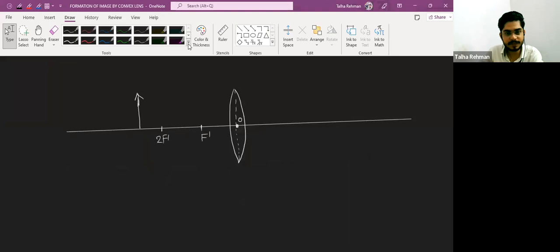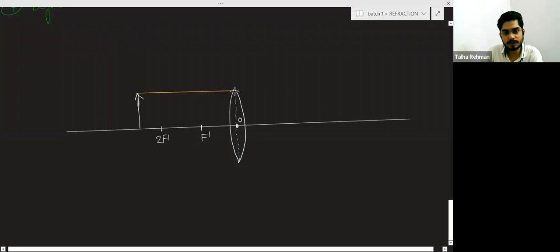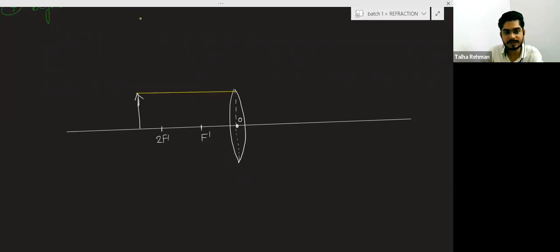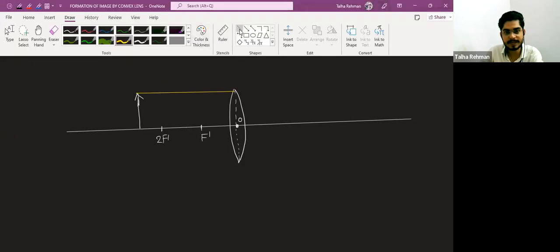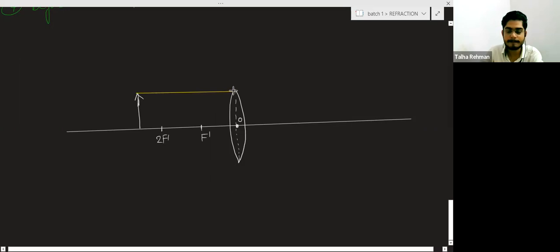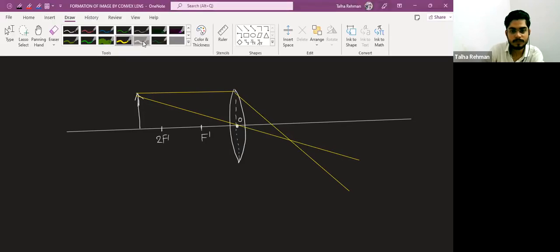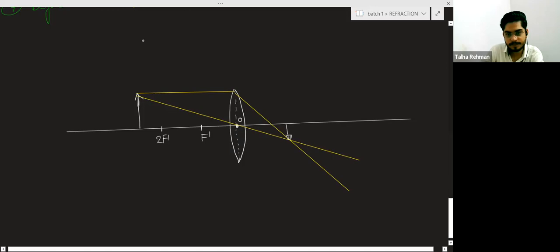Now again we will repeat the same thing. There is a requirement of two rays. First ray will be like this, and this ray is parallel to the principal axis, and after refraction this ray will pass from the focus. Second ray will be like this, and this ray will meet here. So this is your image this time.